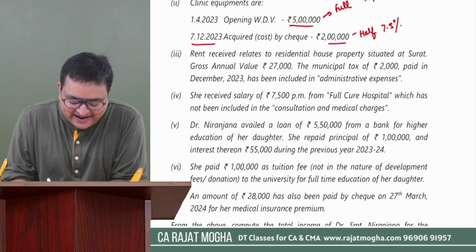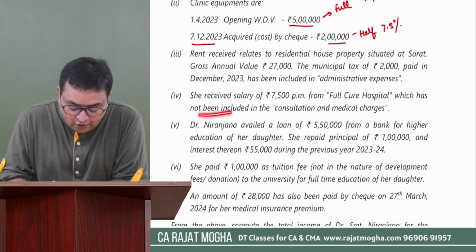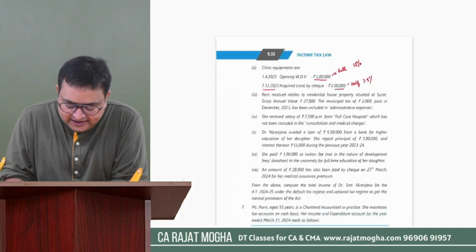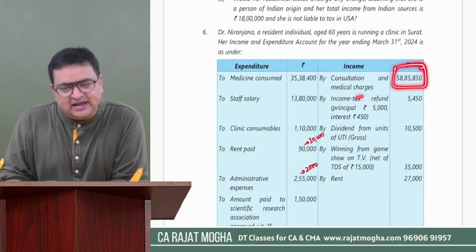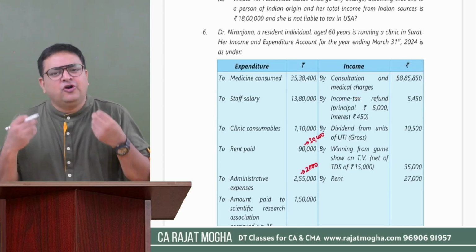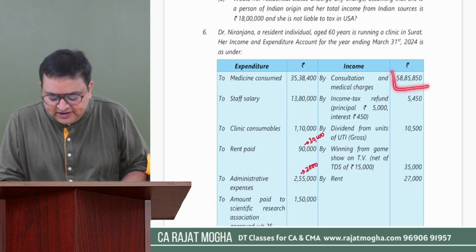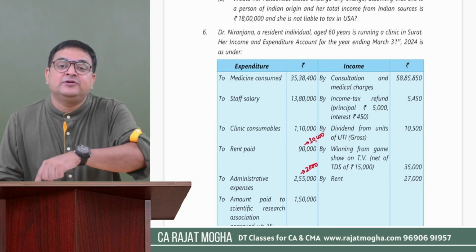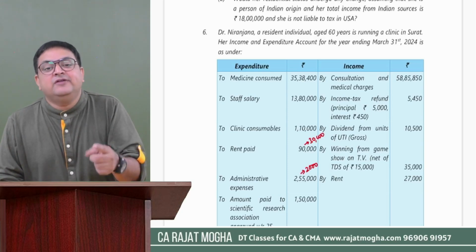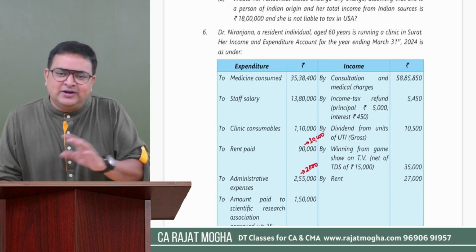So she received salary of 7,500 per month from a hospital, which has not been included in consultation and medical charges. So we have consultation and medical charges and it does not include the salary amount. Very good. It should not be there. Why? Because it is not PGBP. So that is not an issue. It is good enough that it is not included. Even if it had been included over here, we would have subtracted it. Why? Because it belongs to some other head. Correct. So it is not included.